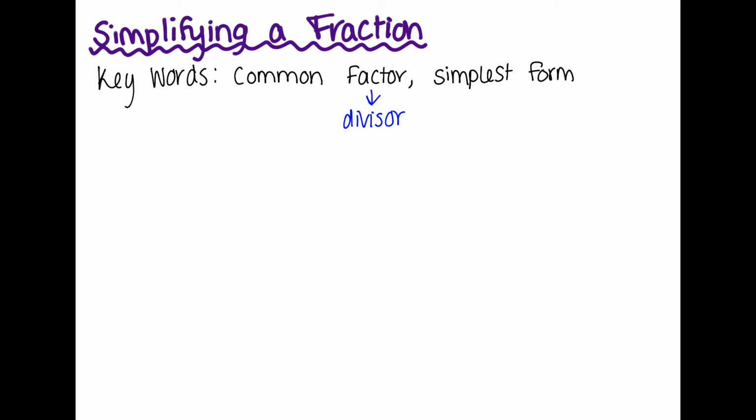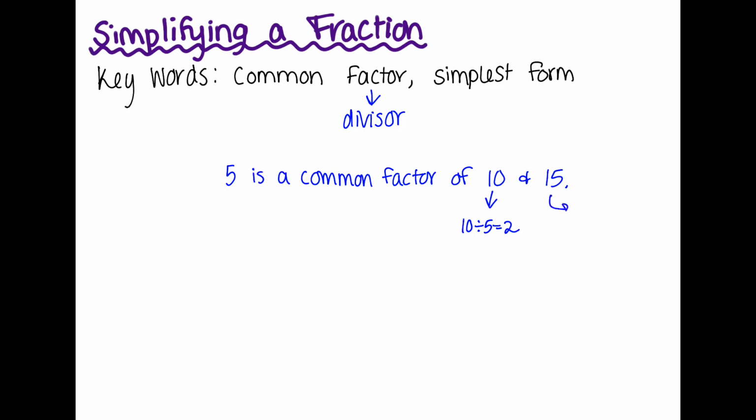So for instance, 5 is a common factor of 10 and 15 because 10 is divisible by 5. If you do 10 divided by 5, you get a nice number, you get 2. And 15 is divisible by 5, so 15 divided by 5 gives me 3. So 5 is a common factor of 10 and 15.